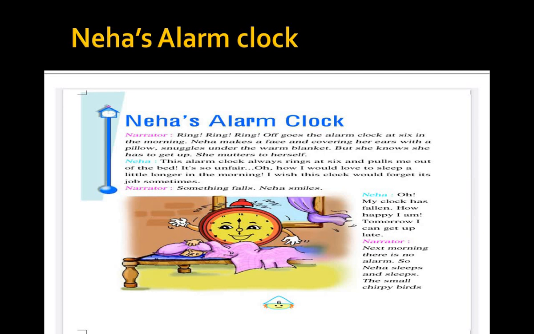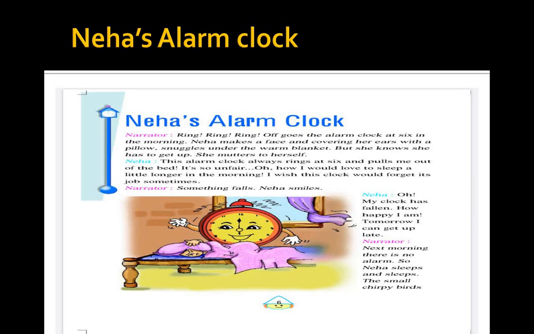So what is that something which falls? It's the alarm clock, because when the alarm clock starts ringing, the alarm clock shakes owing to its lightweight. Because of its lightweight and the ringing, it creates a vibration in the whole alarm clock, and it shakes and it falls from a particular surface. And because of falling, the alarm clock has now stopped. So Neha is very much happy.